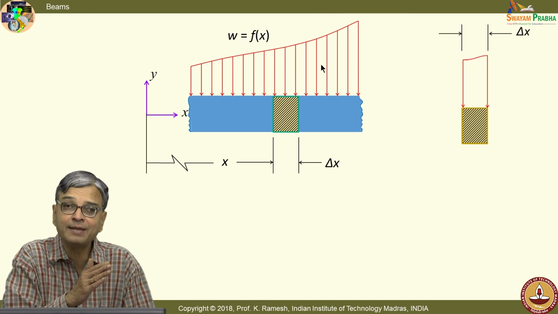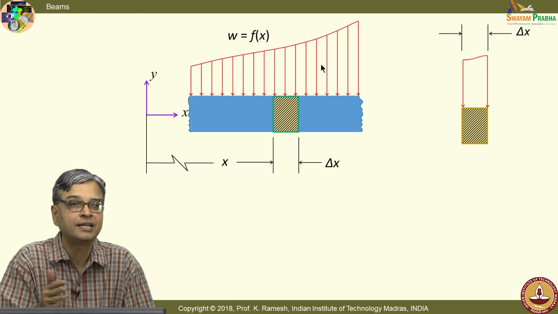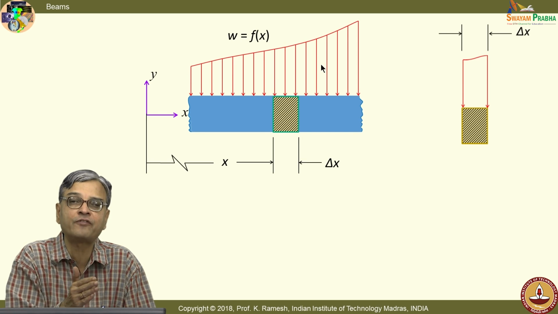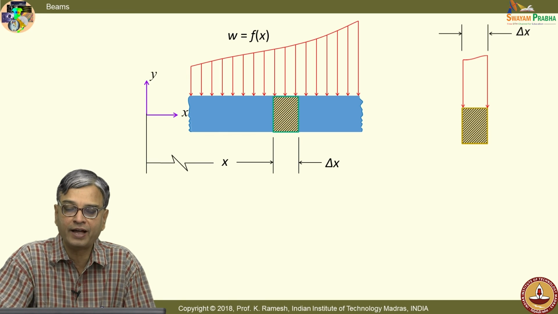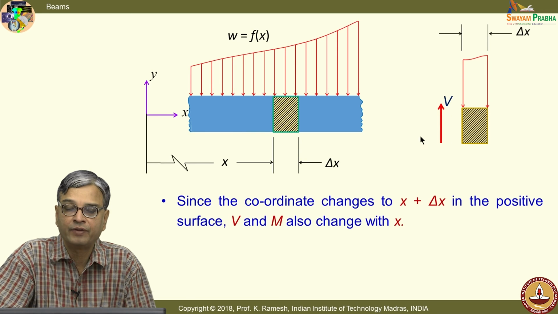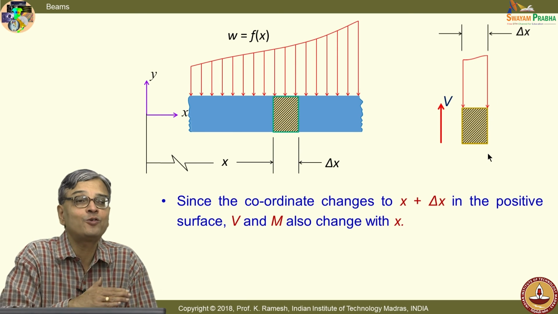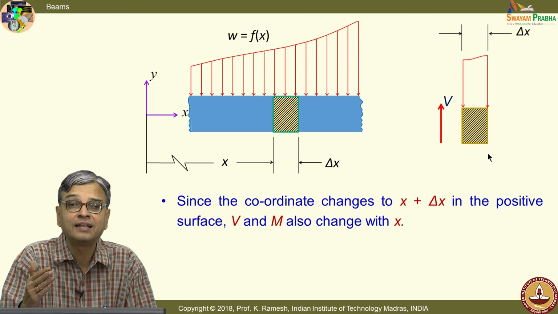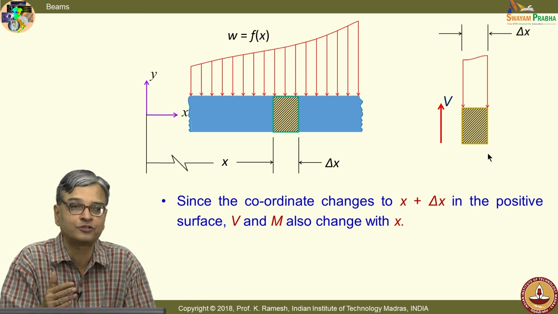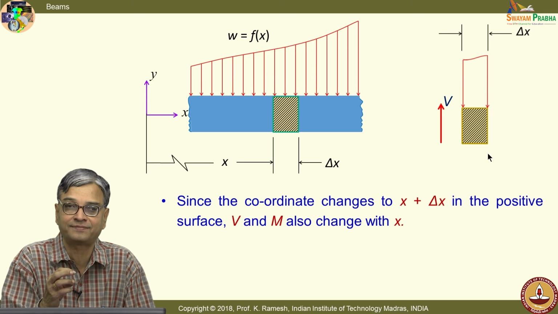So, when I have a variable loading, you can anticipate shear varies in general from point to point, bending moment varies in general from point to point. So, if I put what are the shear force acting on this surface, when I go to the surface here, I have to put an incremental change on the shear force. Is the idea clear? You have to catch this idea.